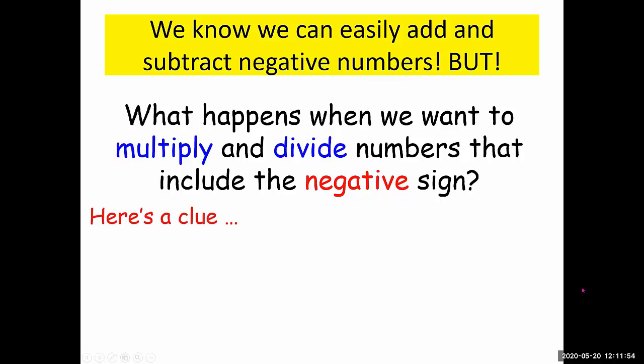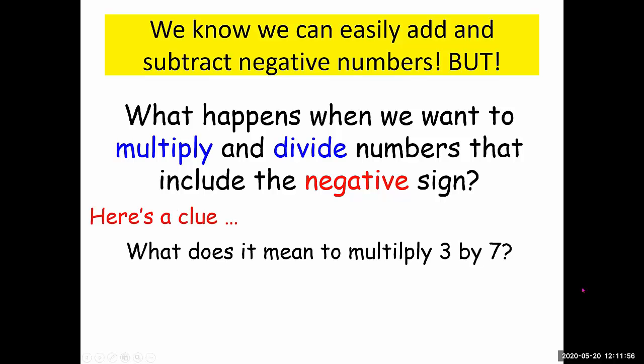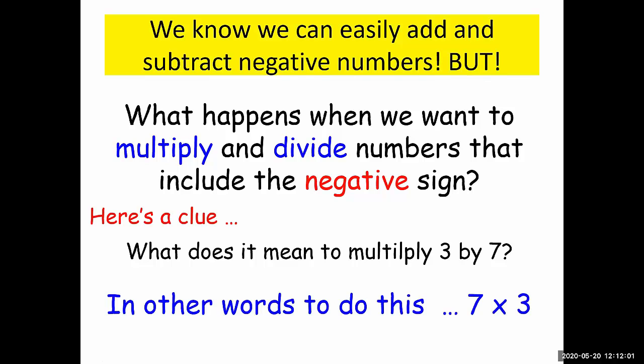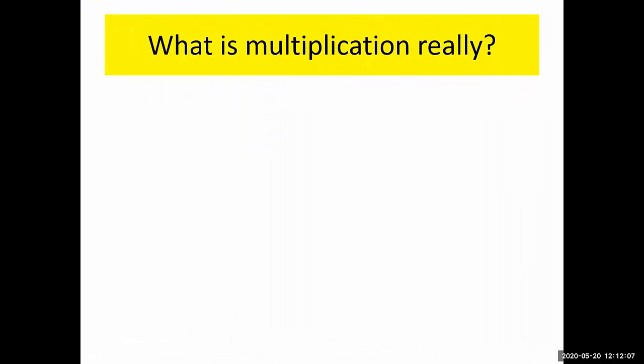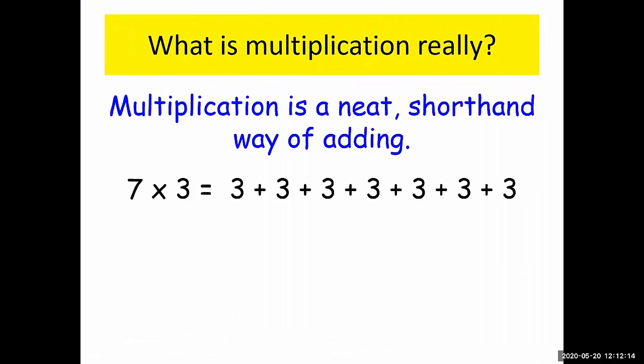So here's a clue. What does it mean to multiply 3 by 7? If we want to say 7 times 3 or 3 times 7, what we're really doing is addition. So I would say normally 7 times 3 is really 3 plus 3 plus 3 plus 3 plus 3 plus 3 plus 3, okay? Which is a little bit boring even to say, isn't it? So we don't want to have to say, can you give me 3 plus 3 plus 3 plus 3 plus 3 plus 3 plus 3?